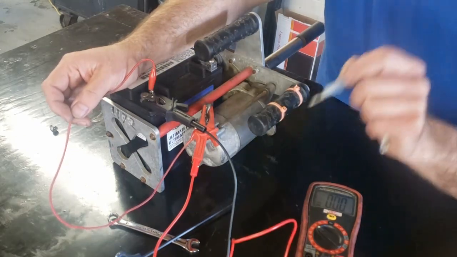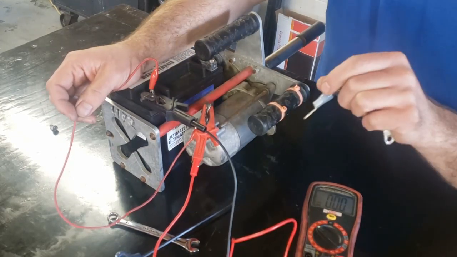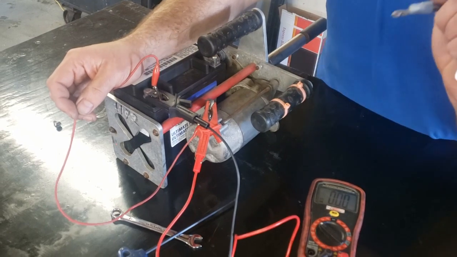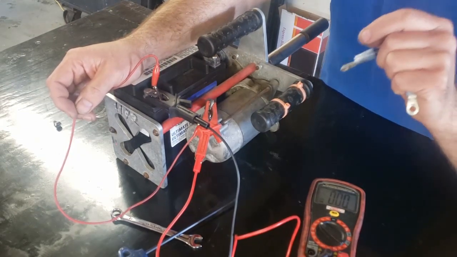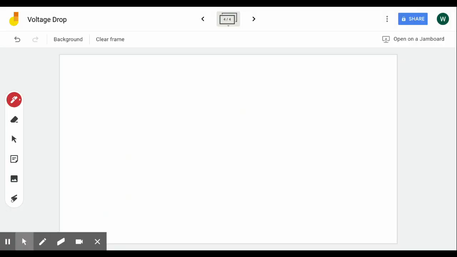This is why voltage drop testing can be very, very useful, not just on starter systems, but for finding connection issues with any electrical component. Let's take this one step further and look at why this actually happens, and why just strictly measuring resistance in a circuit doesn't work.